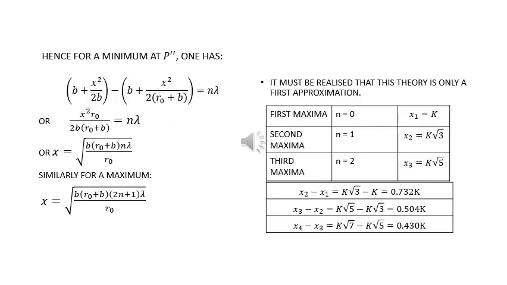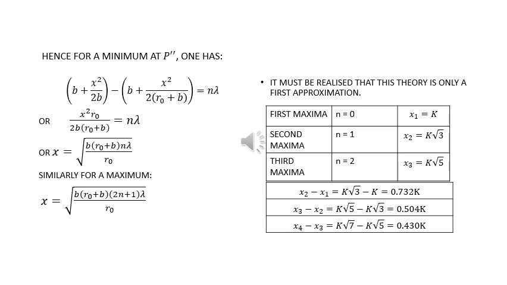Hence, for a minimum at P", one will eventually have b plus x square by 2b minus b plus x square upon 2 rho plus b equal to n lambda, or simplifying this, we will get x square rho upon 2b rho plus b equal to n lambda. So you can write x equal to under root of b rho plus b n lambda upon rho. Similarly, for a maximum, we will have x equal to under root of b rho plus b 2n plus 1 lambda upon rho. It must be realized that this theory is only a first approximation.